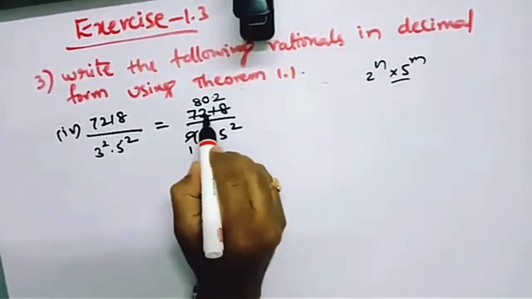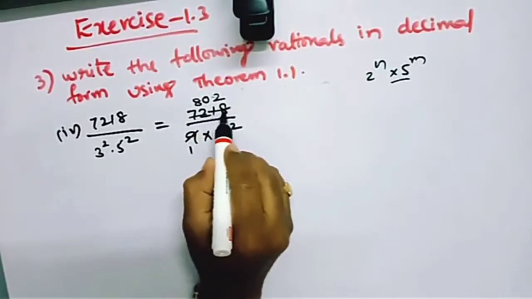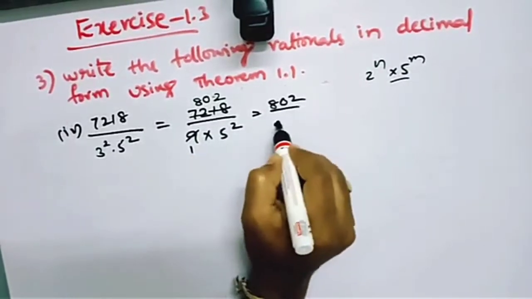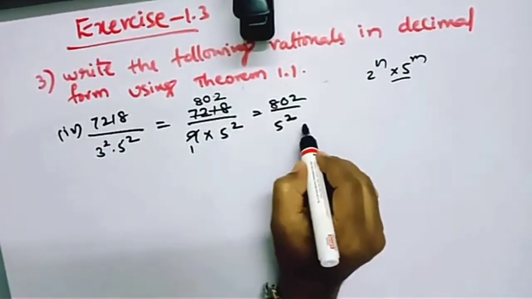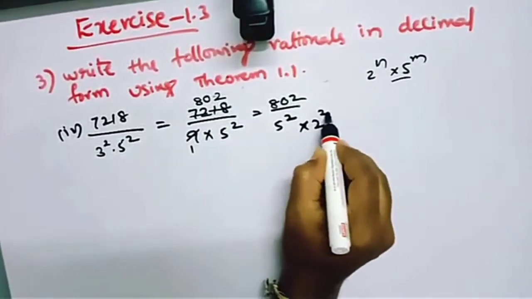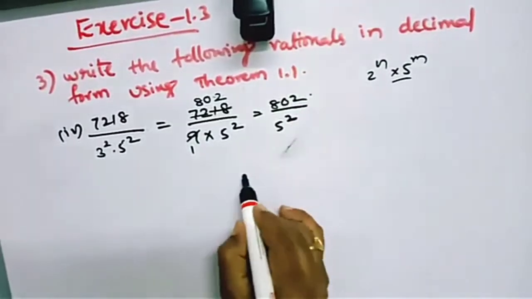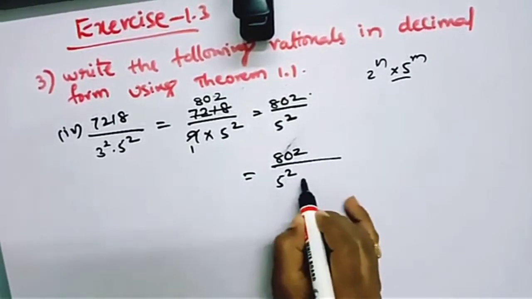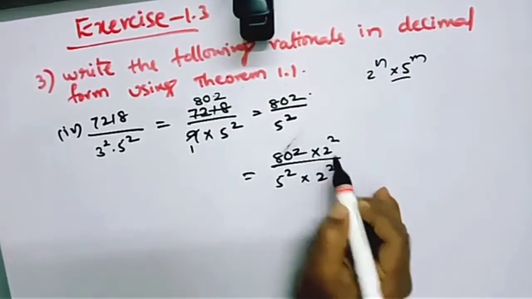When I am doing 8 9s are 72, then keep 0, and the next 2 digits I am taking, that's why I am keeping 0 here. That is 802 by 5 square you will get. So here 5 square is there, so what we require here, we need to multiply with the 2 square. Sorry, I am writing the next step. The next step is 802 by 5 square. So we require 2 square in the denominator, so multiply the 2 square with the numerator.